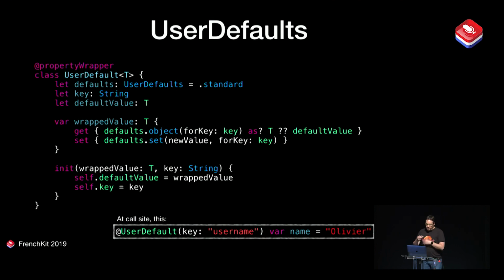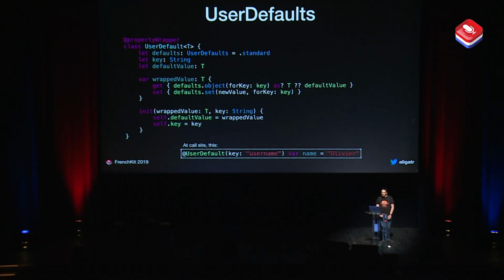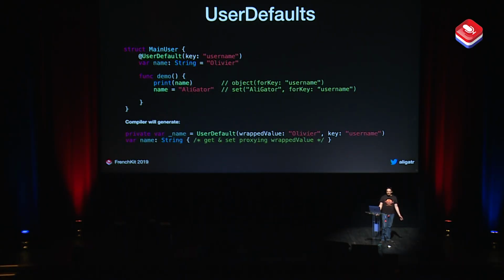So again, I'm repeating it to make sure that it sinks in, but this is just boilerplate generated by the compiler behind the scenes. So it's just syntactic sugar. When you write that at call site, the compiler will transform that into a call to init with wrappedValue Olivier, key, username. So at call site, you'll have something like this, and the compiler will generate those two properties that we talked about.